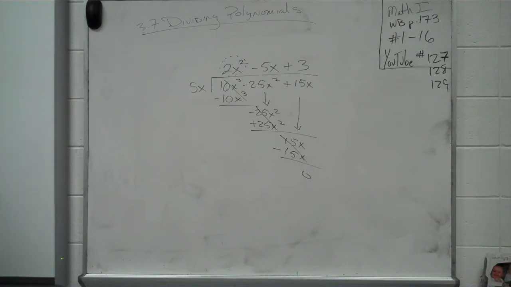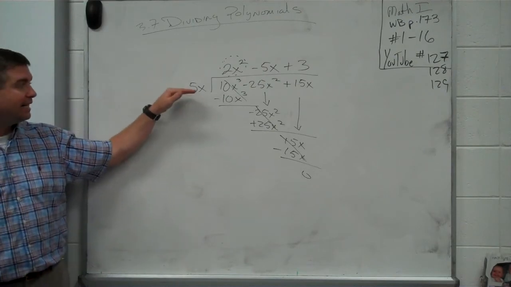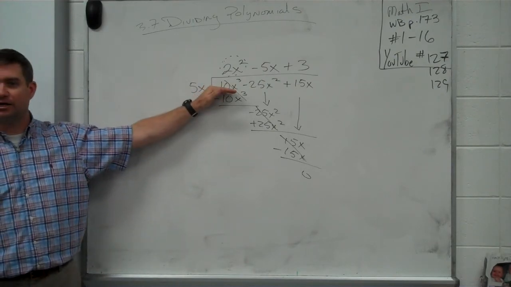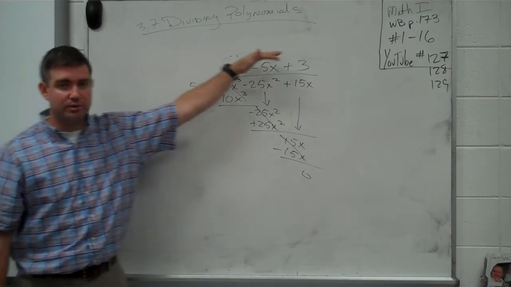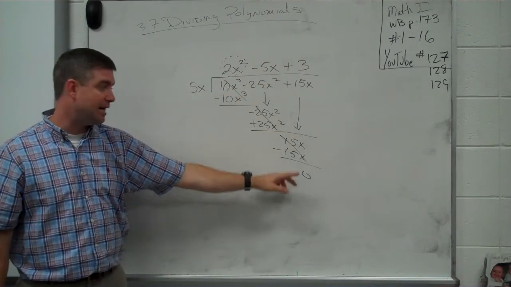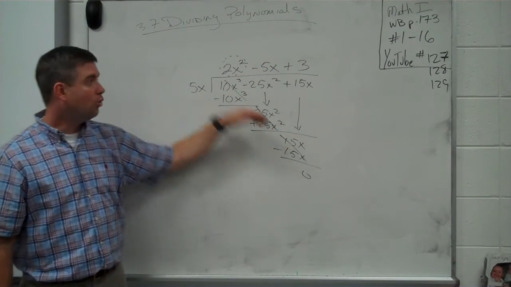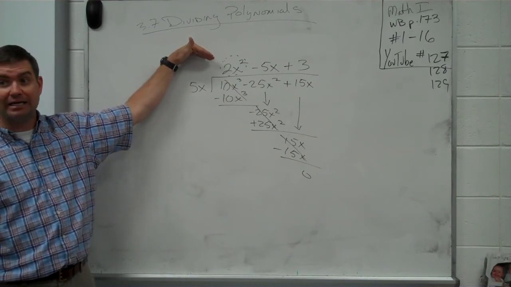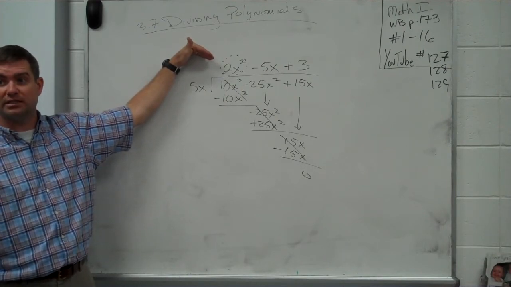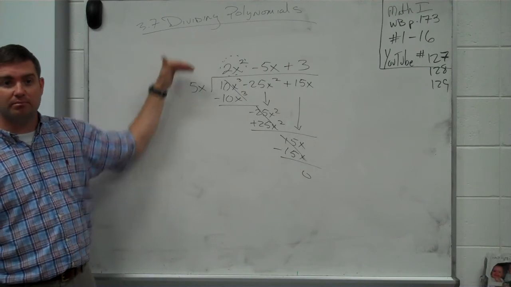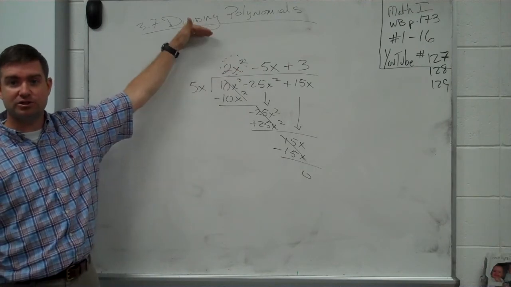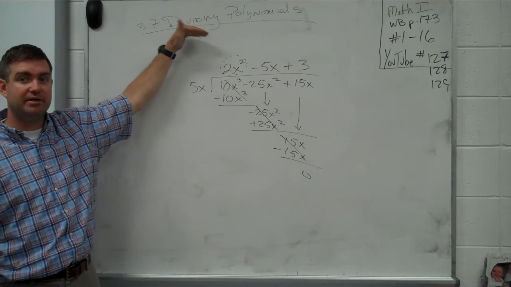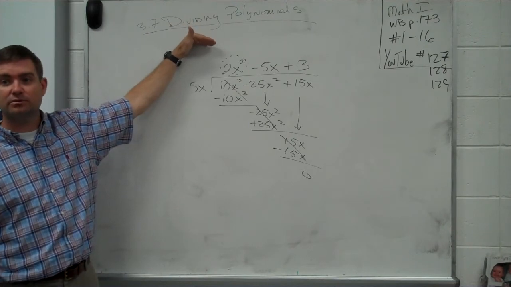Alright, let's backtrack. We did a monomial into a trinomial. We figured out what we multiplied by. We canceled each time. We got a remainder of 0. What was our outcome? It was a polynomial. More specifically, what was it? A trinomial. Monomial into a trinomial ended up with a trinomial. It won't always be that way. But in this case, it ended up with a trinomial.